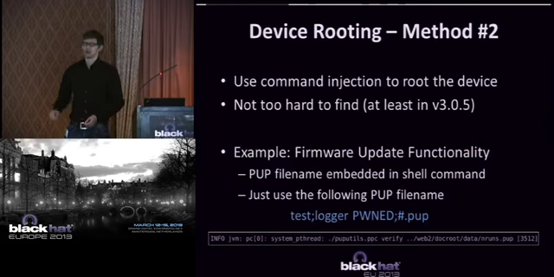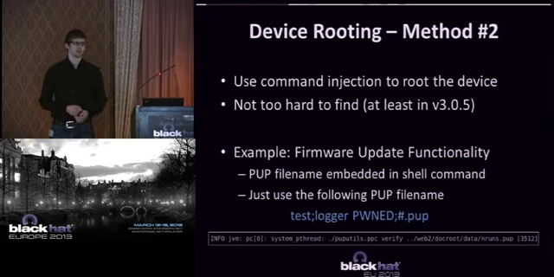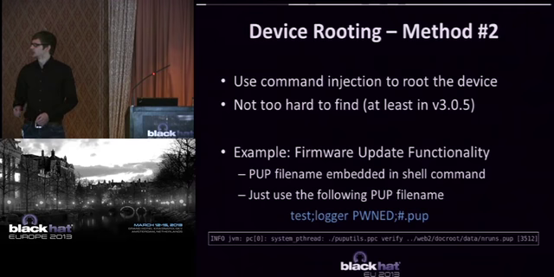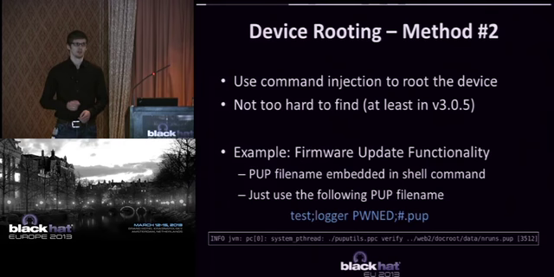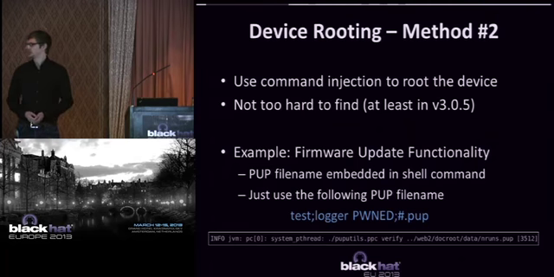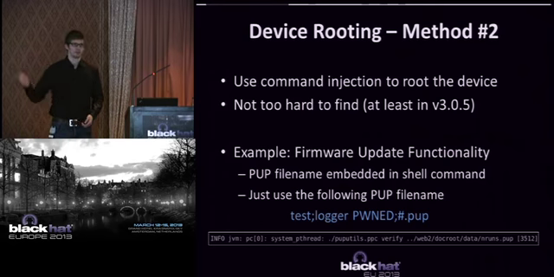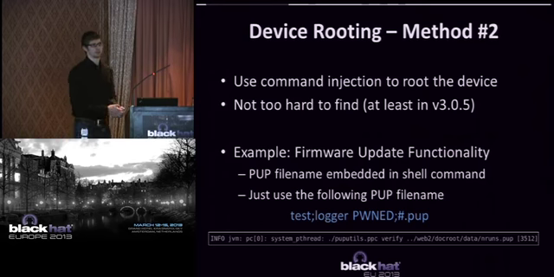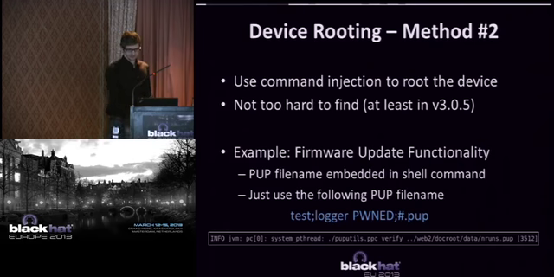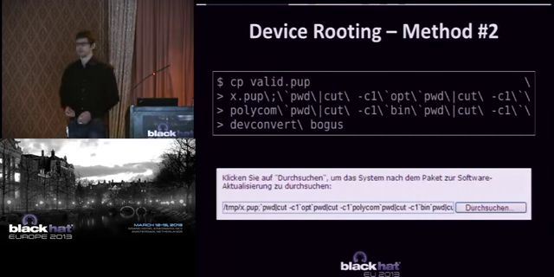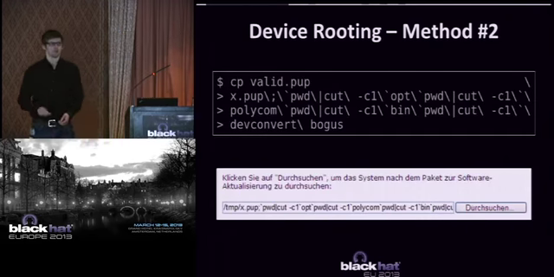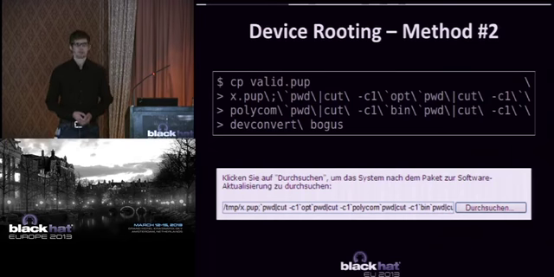It turns out if you want to update the device, you upload a pub file via the web interface, and when it wants to verify this file, it passes this to a shell command, which is calling the pub utils binary again, but there's no input validation at all. So you can just upload a file called test logger pwn something, which will successfully execute your logger command. And to root the device, again, you just upload a file which calls, for example, the devconvert script.